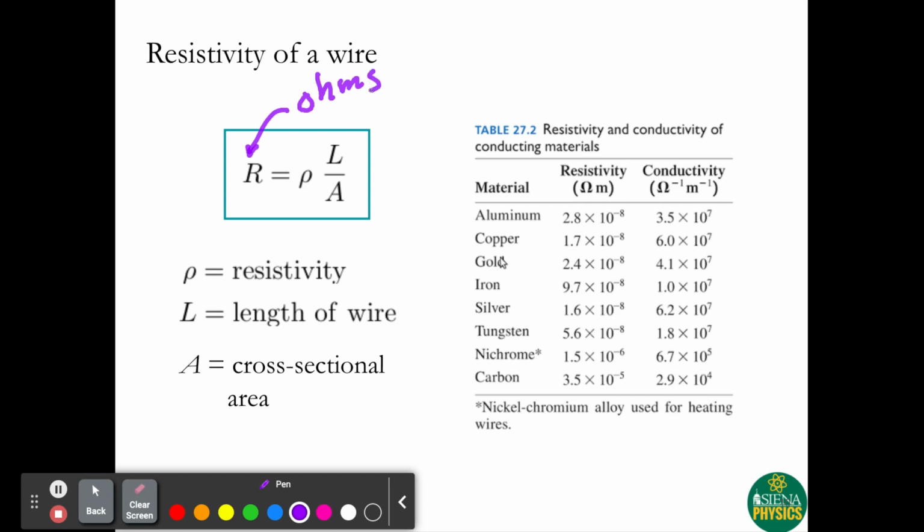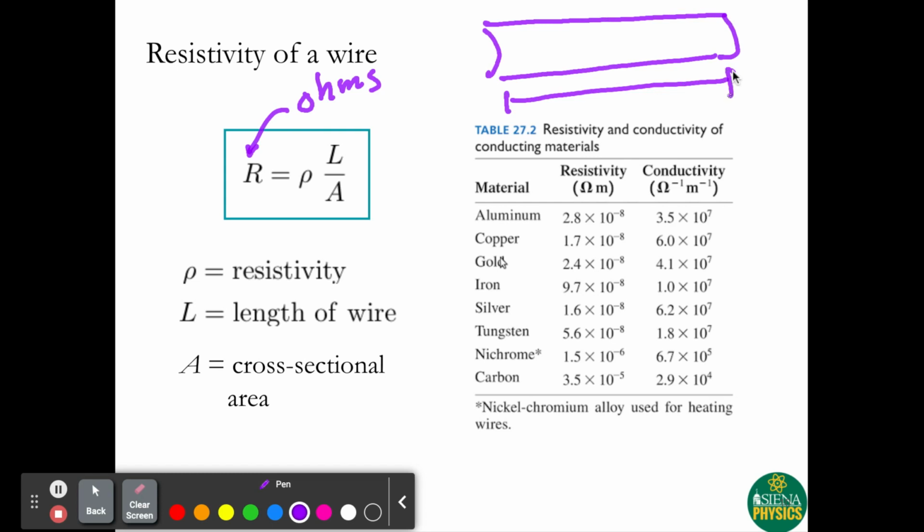So if we had a length of wire, it's got a length L, and a cross-sectional area A. We have the length, we have the area, and then we would just use the resistivity, rho, from this column, and we could calculate what the resistance would be of a wire of a particular length and diameter. And again, remember A is going to be pi r squared if we have a cylindrical wire, which is usually the case.